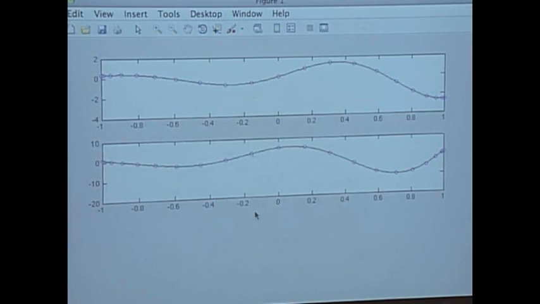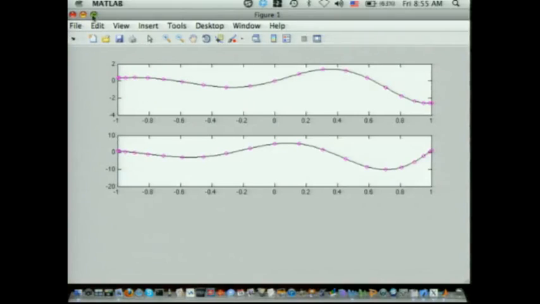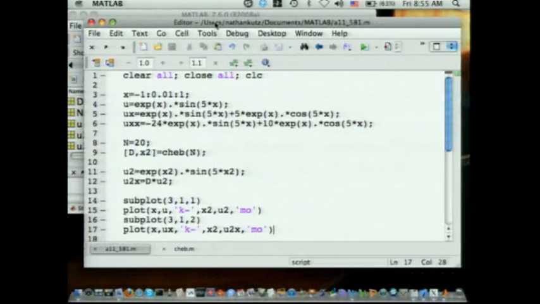But that's the kind of thing you're looking at. This is why people like Cheb. It's a spectrally accurate routine. 20 versus 2,000. I mean, that's easy math.